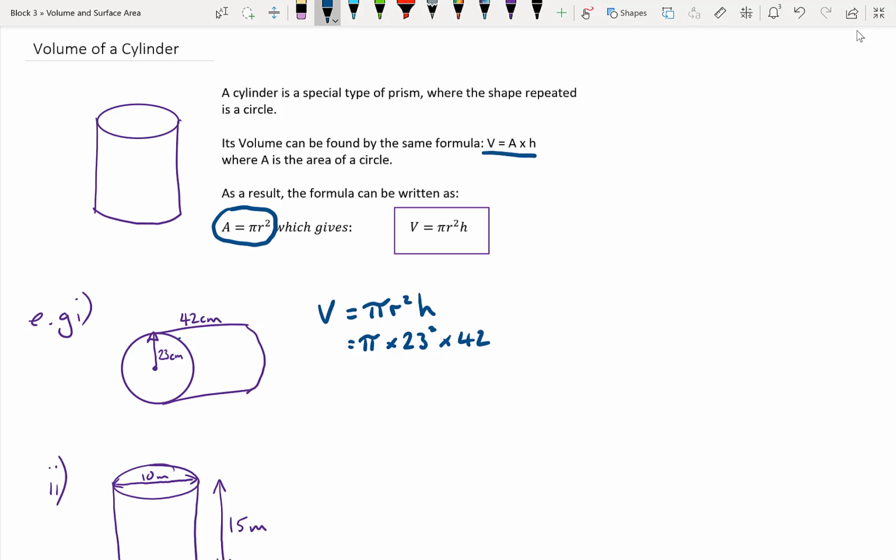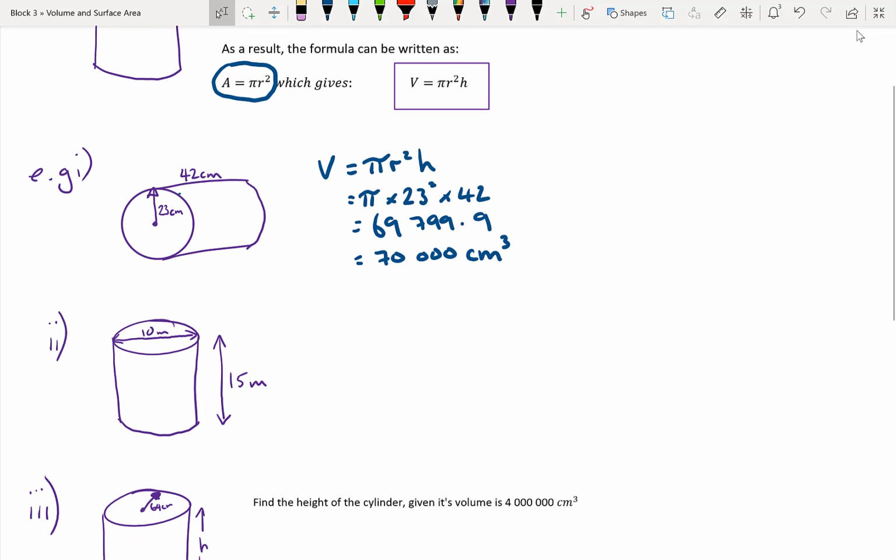And we get an answer at the end of it of 69,799.9, which I'm going to round to 70,000 cubic centimeters. Normally when we're looking at a volume question, that is where they choose to ask us to round to a given number of significant figures. So we're going to do that there, just to try and highlight that point.